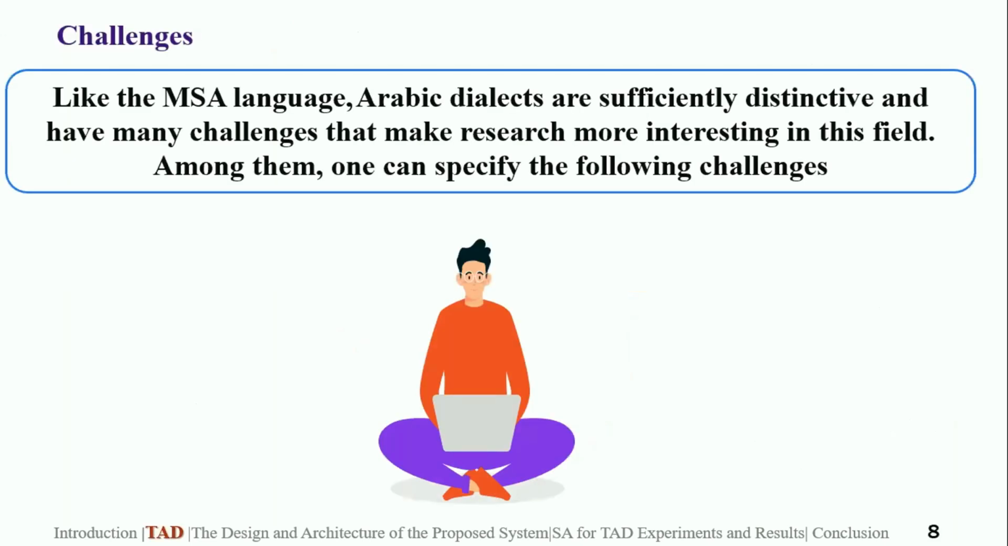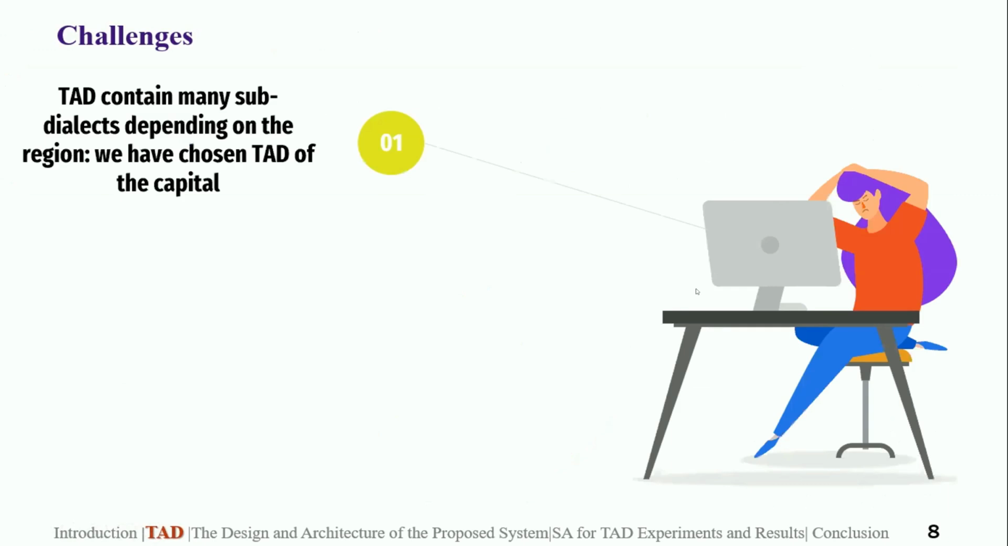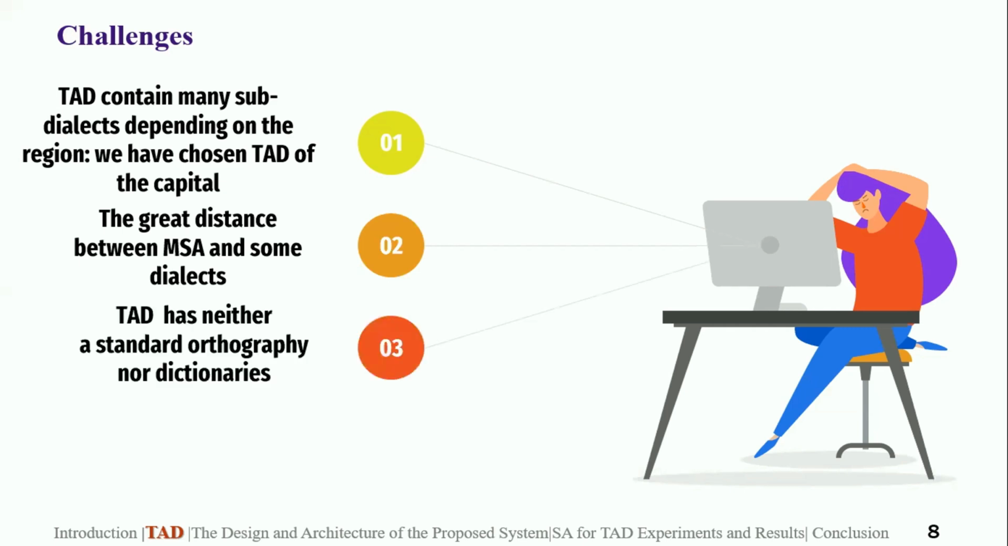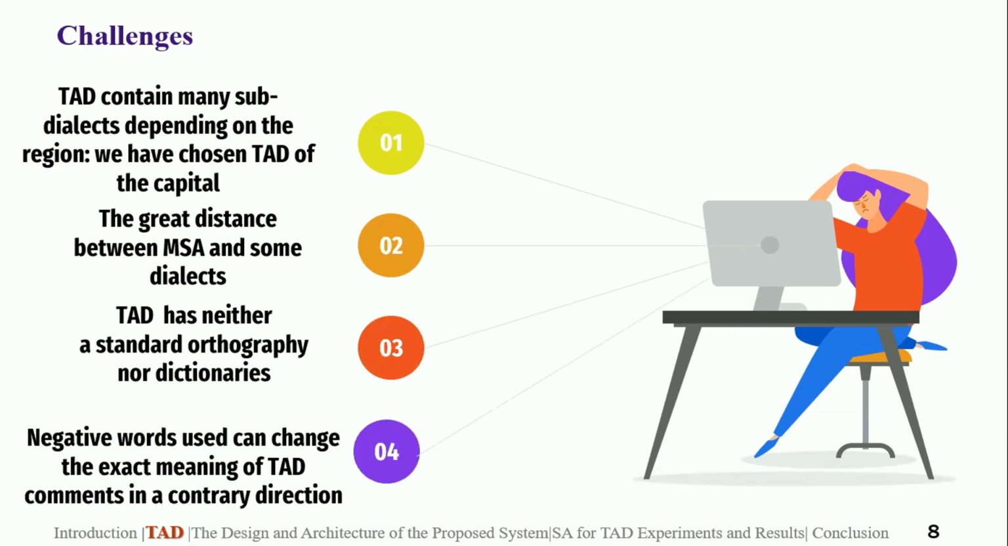Challenges. Like the MSA language, Arabic dialects are sophisticatedly distinctive and have many challenges that make research more interesting in this field. Among them, one can specify the following challenges. It contains many subdialects depending on the region; we have chosen that of the capital. There is a great distance between MSA and some dialects, which have neither a standard orthography nor a dictionary. Negation words used can change the exact meaning to the contrary direction.